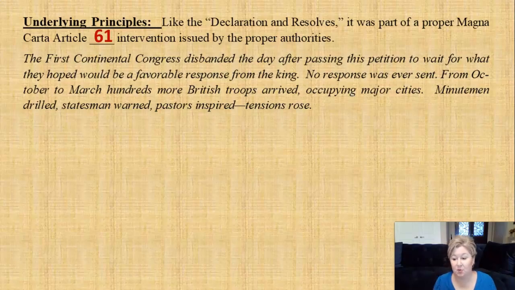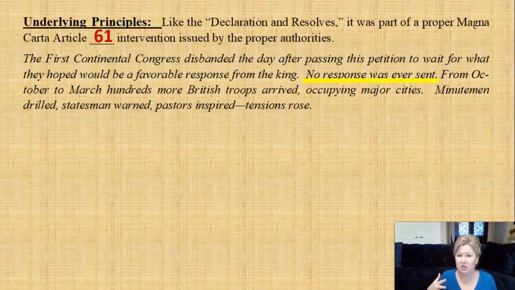What happens? Well, they finish the documents, and everybody goes home. Remember, this is October of 1774. They wait for what they hope is going to be a favorable response. Thanksgiving comes, November comes, Christmas comes. No response was ever sent. Literally, they're ignored. From October to March of 1775, hundreds of more British troops are arriving.